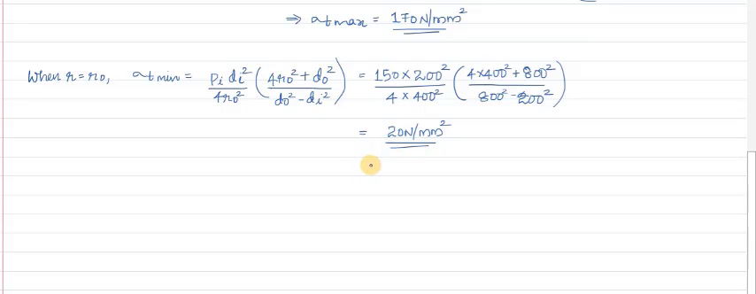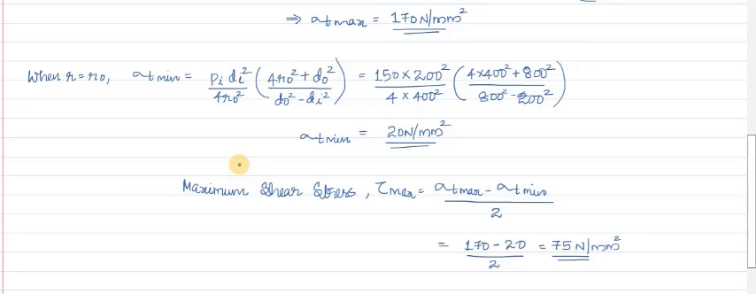We have determined the values of sigma T maximum and sigma T minimum, that is the maximum and minimum principal stresses. Then we have to find the value of maximum shear stress. From the standard formula, the maximum shear stress is given by sigma T max minus sigma T min divided by 2. That is the difference of both the principal stresses divided by 2.